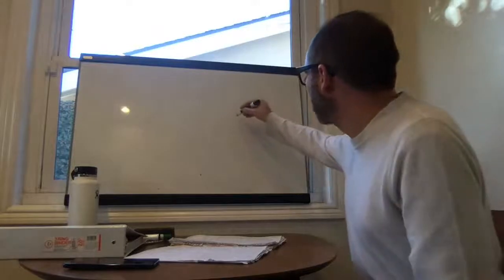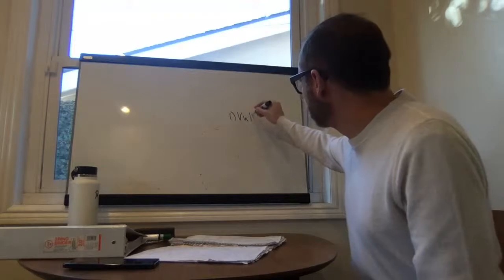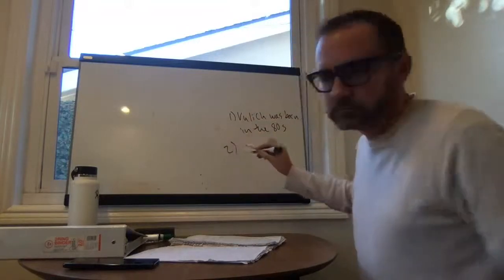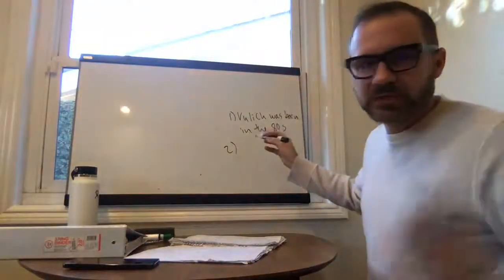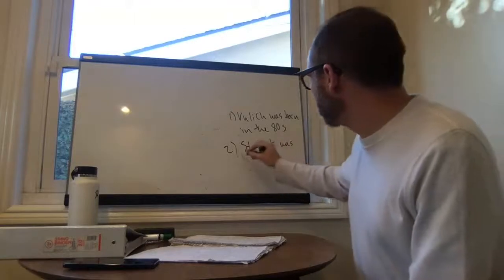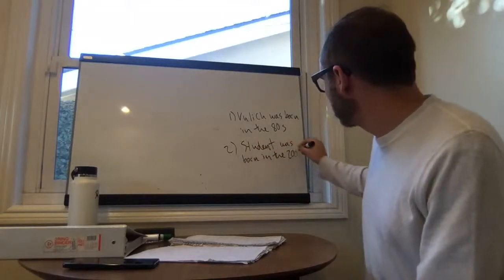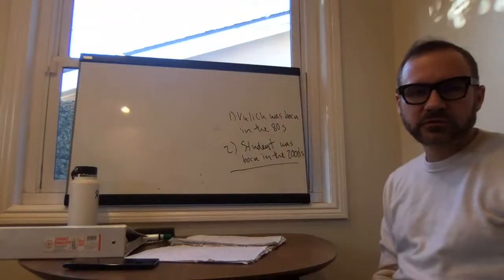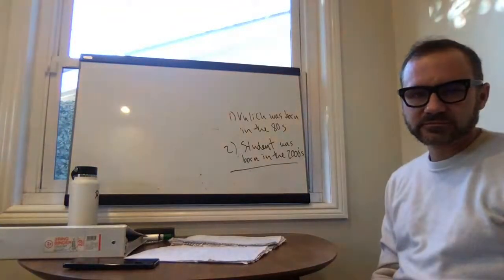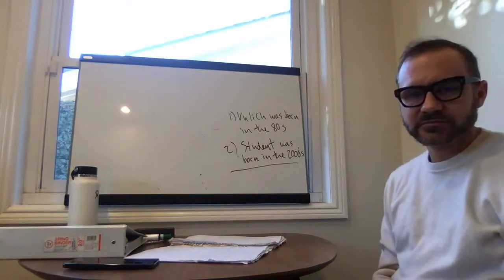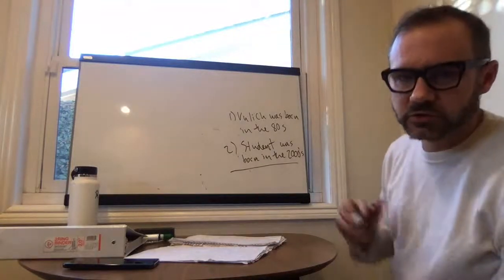So like, Vulich was born in the 80s. I'm just going to say, you could be any of you, student, fill in the name, was born in the 2000s. So if Vulich was born in the 80s and student was born in the 2000s, what is the valid conclusion of this argument? Let me know, just looking at it. There's something that clearly follows that has to be true if those 2 statements are true. Let me just hear from you. Therefore, Vulich is older than the student, yes.